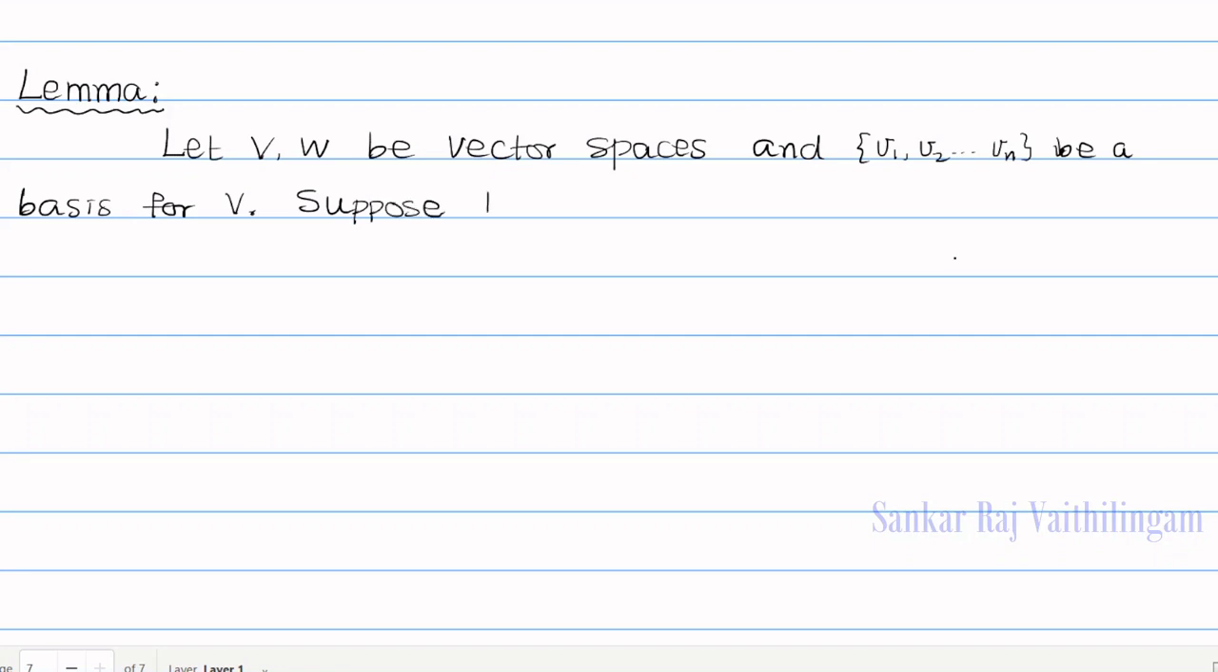Suppose I take two linear transformations, that is T from V to W and G from V to W, satisfying the condition - this is the most interesting - T of Vi is equal to G of Vi for every i equal to 1 to n.